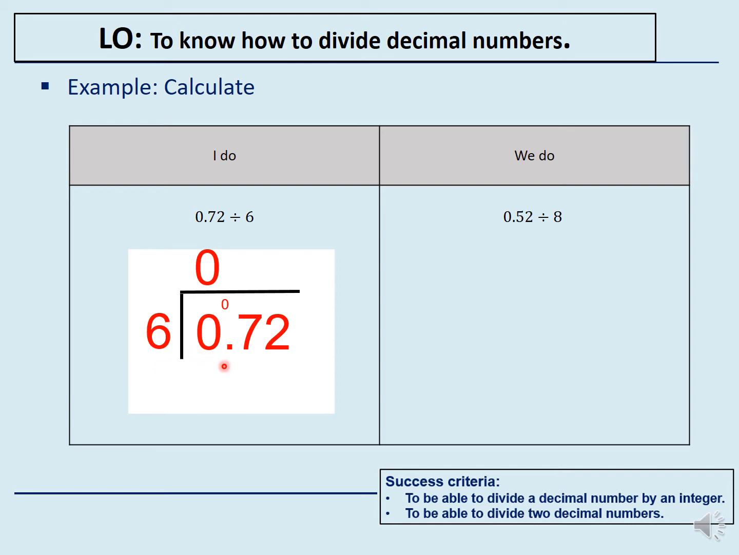Now I got to the decimal point. When I get to the decimal point, I need to put the decimal point in my answer as well. Now, how many times 6 goes into 7? Once, and I have 1 left over. How many times 6 goes into 12 now? Twice, and I don't have any remainder. So that means the division is finished, and the answer is 0.12. Pause the video and have a go with this video question.